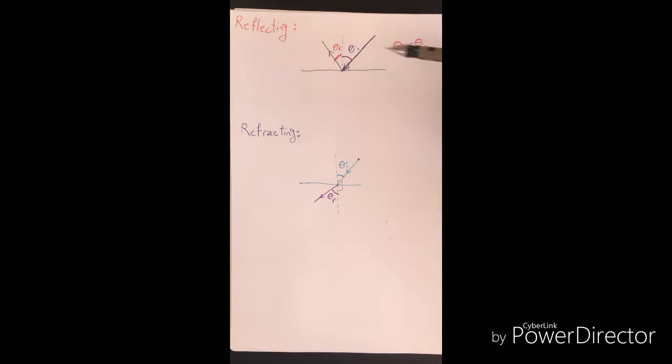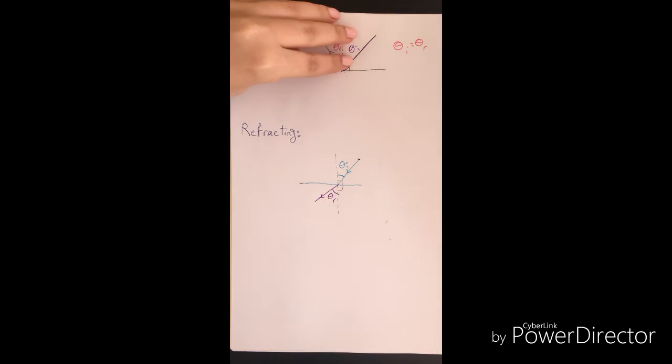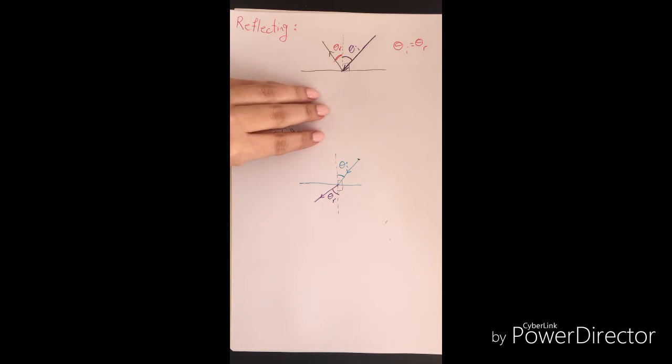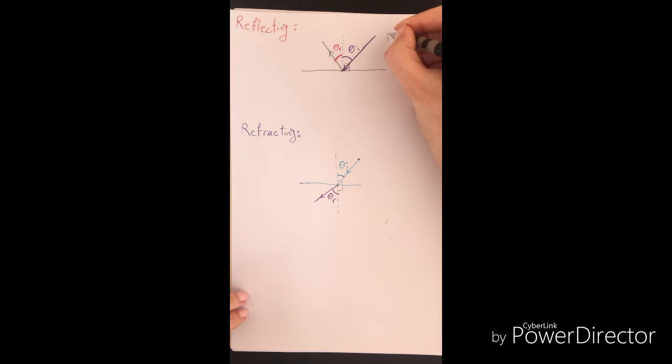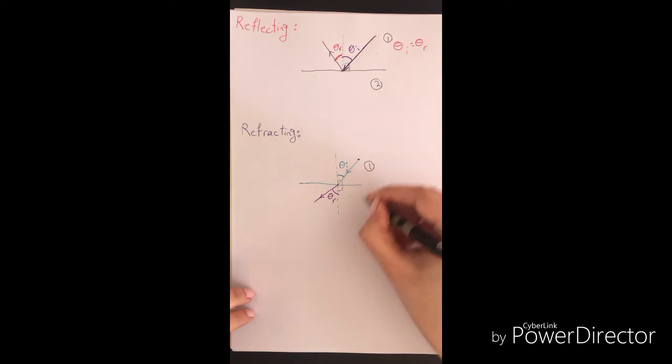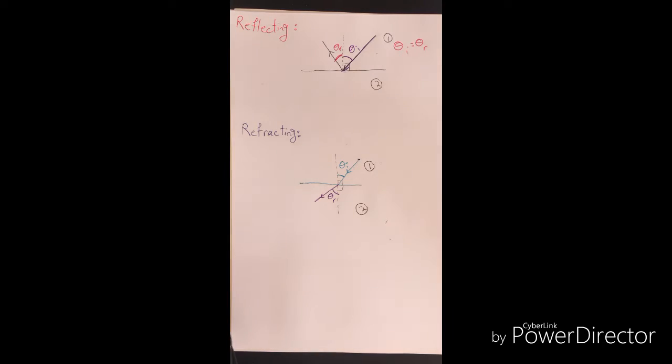Now we have a surface, with one area above it and one area under it. We have two sides. This is side 1, and this is side 2. Side 1 is the side where the initial ray hits the surface. Here again, side 1 here, side 2 here.